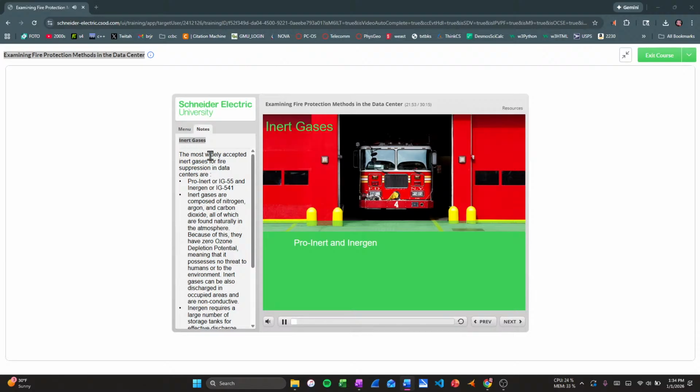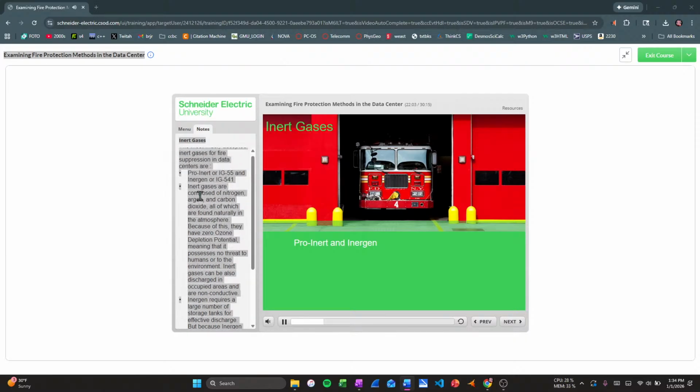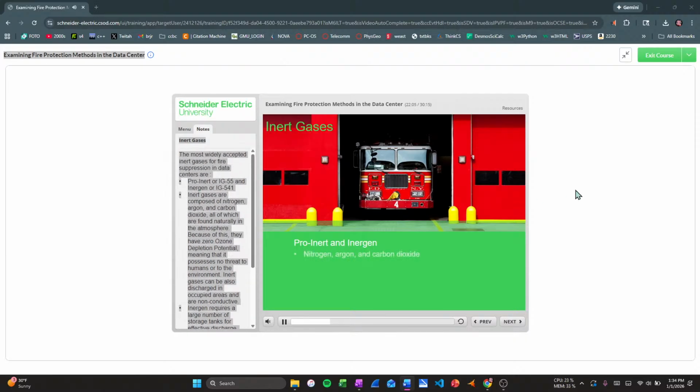The most widely accepted inert gases for fire suppression in data centers are Pro-Inert or IG55 and Inergen or IG541. Inert gases are composed of nitrogen, argon, and carbon dioxide, all of which are found naturally in the atmosphere. Because of this, they have zero ozone depletion potential, meaning that they pose no threat to humans or to the environment. Inert gases can also be discharged in occupied areas and are non-conductive.